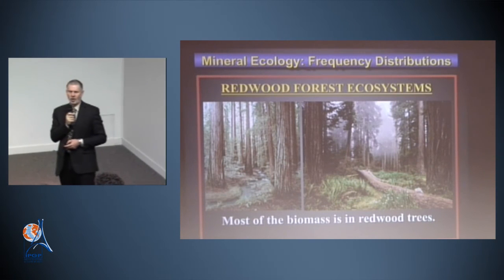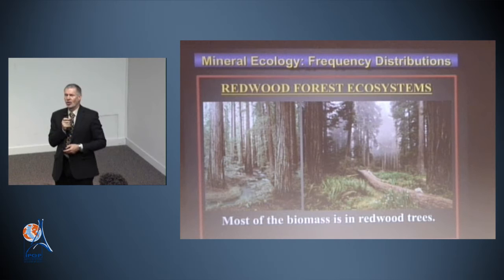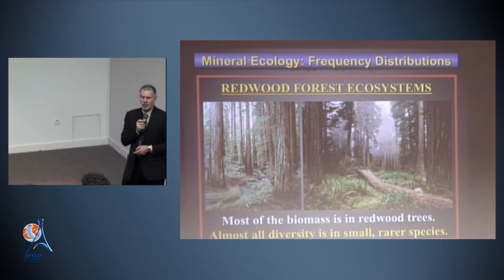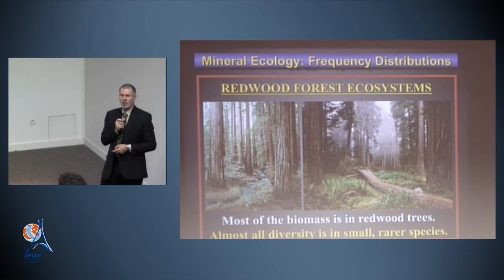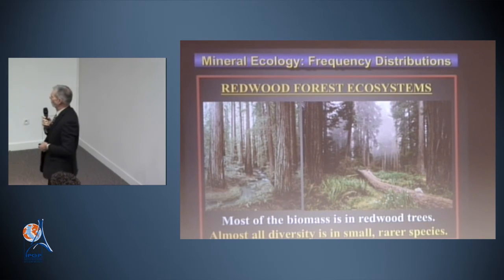Consider a redwood forest. When you look at this forest, you realize almost all the biomass is in redwood trees. Just as in terms of mineral distribution in the crust, almost all of the mineral mass is in feldspars, silica, kerosene, amphiboles, just a few common minerals. 99% of Earth's crust is just a few dozen minerals. And yet, the diversity is in small, rare things. So if you want to describe a redwood ecosystem, you really have to focus on those tiny things.